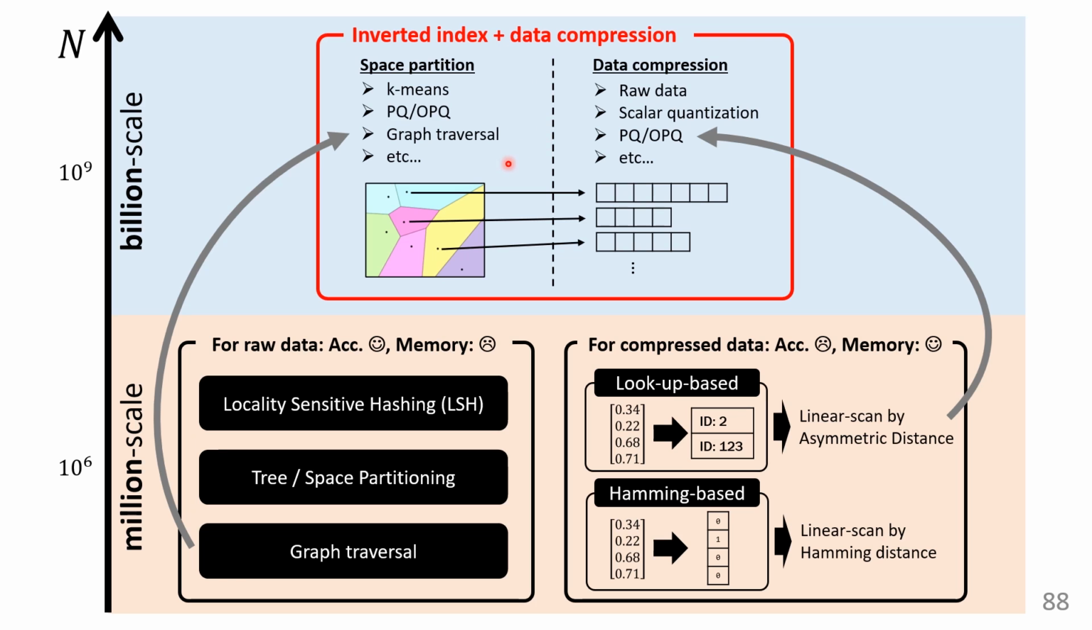So first, we need to divide the space into some small subspaces, because it's a super large space, and large numbers of data points are here. Then for each subspace, there are many points. Then we use PQ to compress such data and store that as a posting list. So this is a general strategy to handle billion-scale data.